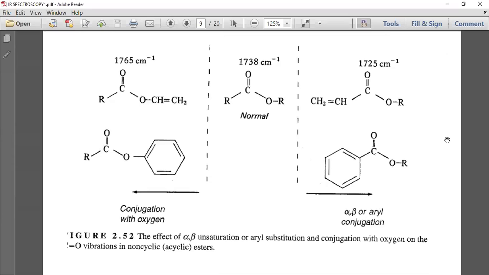Here you can clearly say, for normal, 1740. For a withdrawing group present on oxygen, increase by 30, so 1770. For conjugation to carbonyl, decrease by 30, so it will be around 1710. So go for that. Okay, increase by 30, decrease by 30.